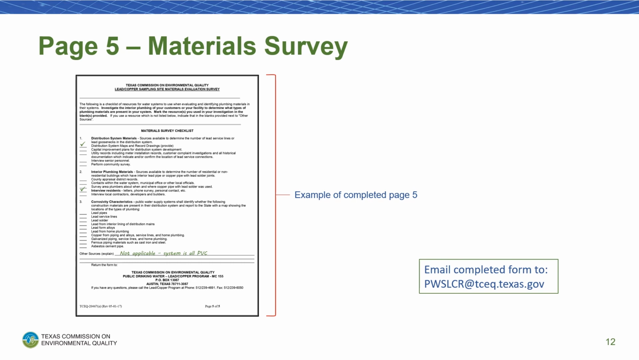Although some of the sections ask you to provide maps, this is not a requirement, and the form will still be accepted without the inclusion of maps. Once you've completed the form, you can mail it to the address at the bottom of page 5, or you can email it to pwslcr@tceq.texas.gov. If you send the form to the email address, you'll receive a confirmation email once the form has been reviewed and accepted that includes a list of your updated sample sites.